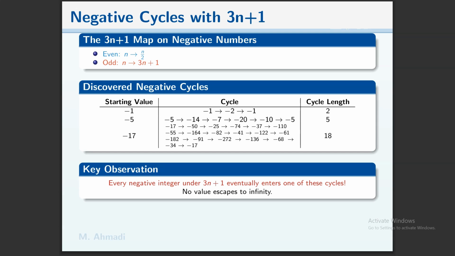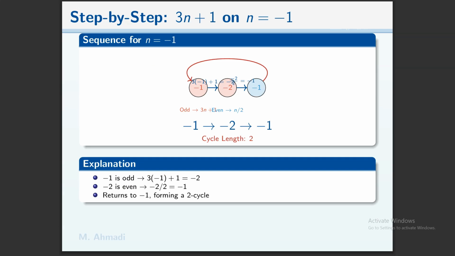The key observation: every negative integer under 3n+1 eventually enters one of these cycles. No value goes off to infinity. For other values also, we enter one of these cycles.